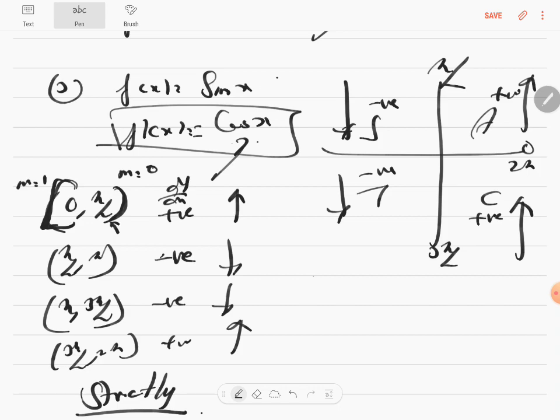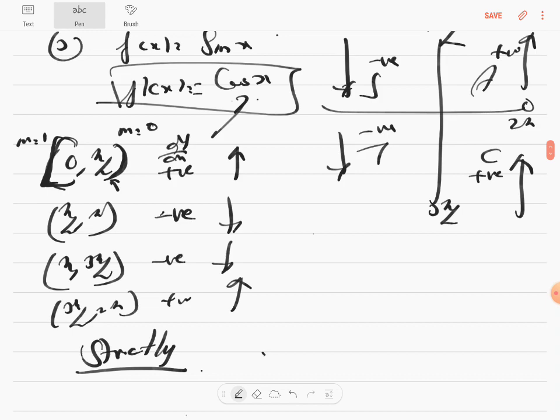I'm allowed to include. The condition for strictly is nowhere should the slope be 0. Others I can include. The rest of it I can't include. Are you clear? So here the slope is 0, so I can't include. Cos pi is minus 1, so I can include.